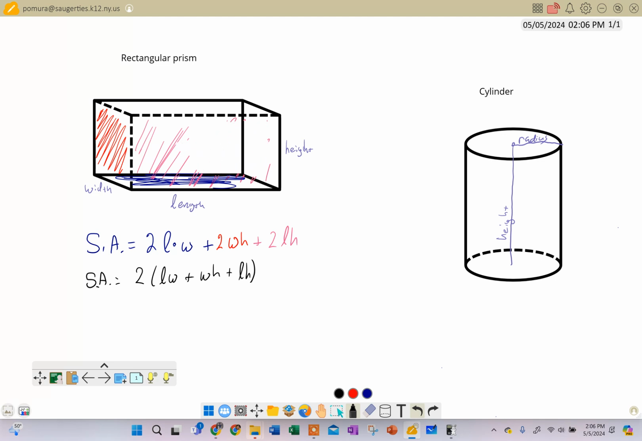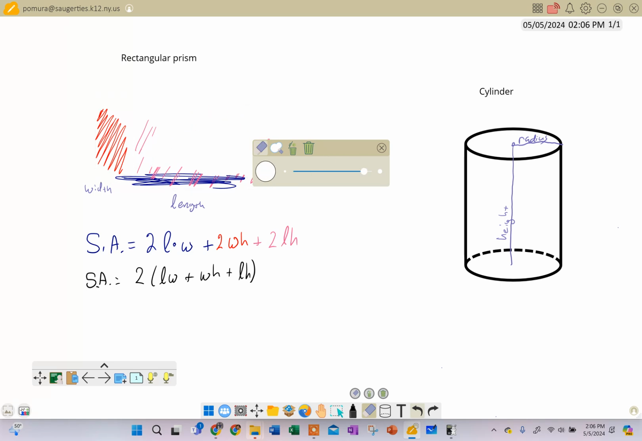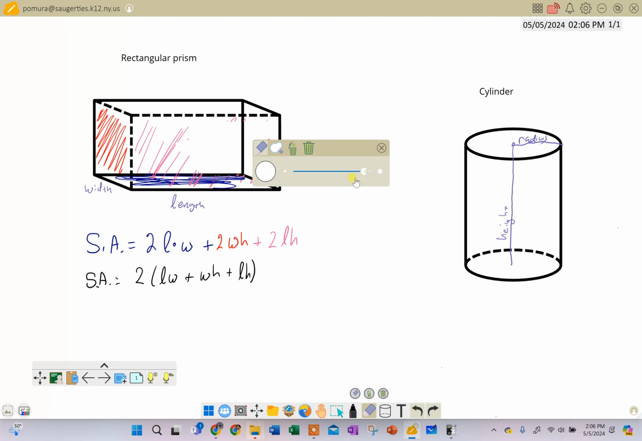Let's see if I can get a bigger eraser here. Oh boy, that's not what I wanted. Yeah, I don't need the eraser to be that big.